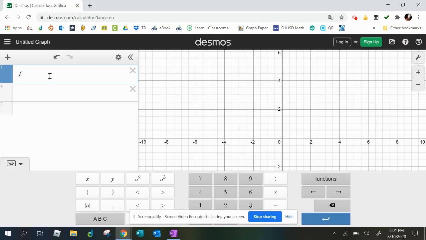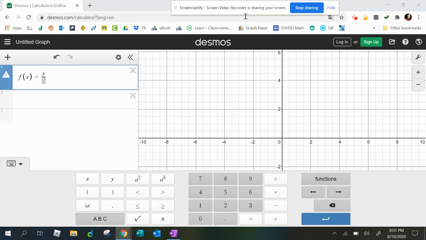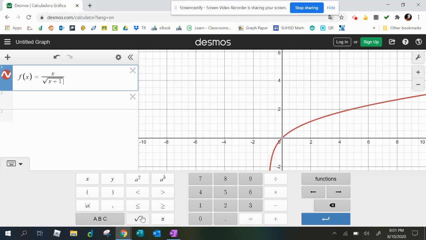So we can just call it f of x equals x on top, divided by the square root of x plus 1, and then minus 1. So the square root of x plus 1 on the bottom, and then outside of that, minus 1. If you do notice here, it kind of looks like a continuous graph.